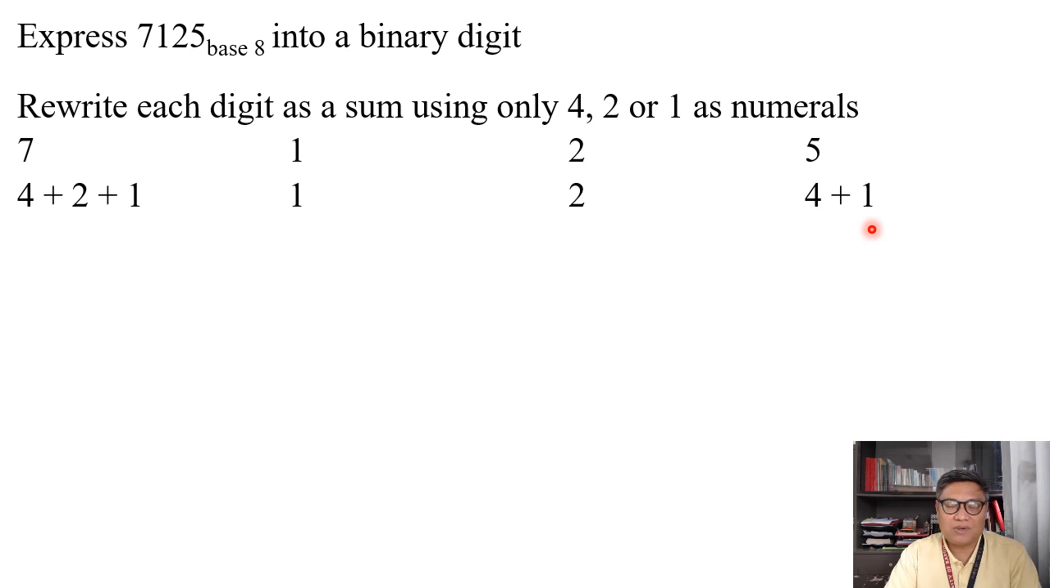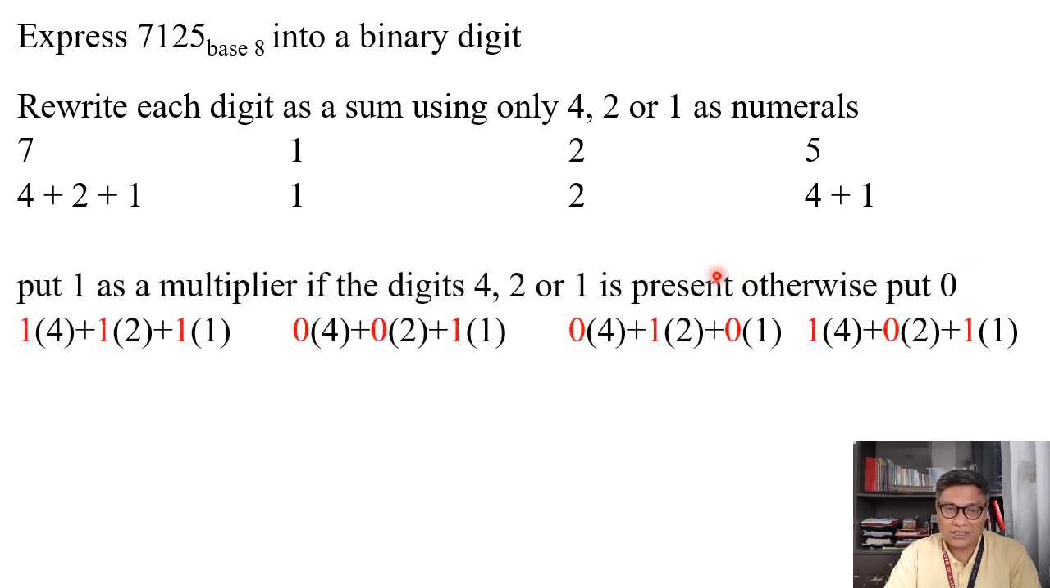Then the next step now is for us to put 1s to those digits, okay, if they are present. So 4, 2, and 1 for 7, so all the 3 are complete, so we have to put 1 to all the 3. For the 1 here, only 1 has 1, the rest have zeros. For the third digit 2, only 2 has 1, the rest are zeros. And for 5, we have 4 and 1 only with 1 as multiplier, then the others will be zeros.